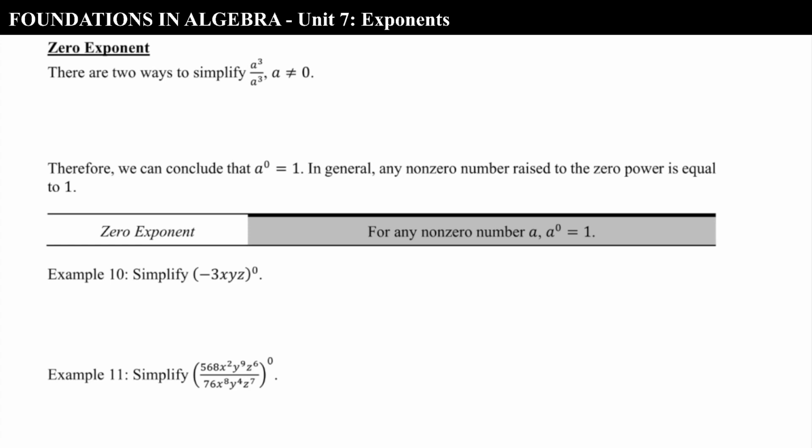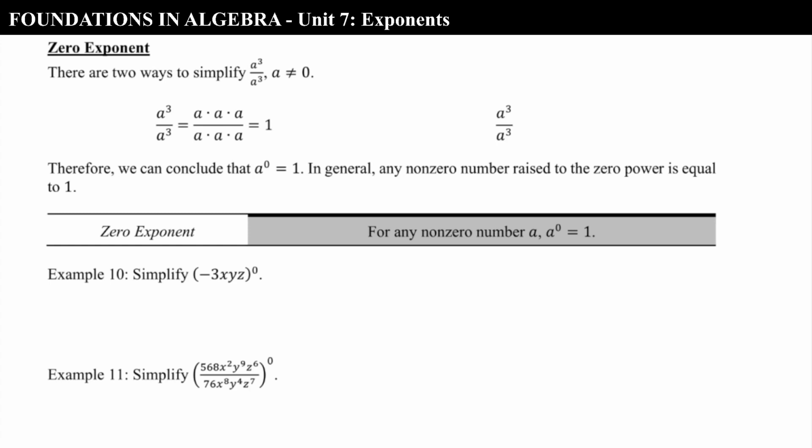Now let's talk about the zero exponent rule. There are 2 ways to simplify a to the 3rd over a to the 3rd where a is not 0. A cannot be 0 because we can't divide by 0. So here's the first way. We can take a to the 3rd and make it a times a times a on both the top and the bottom. And that, of course, is going to be 1.